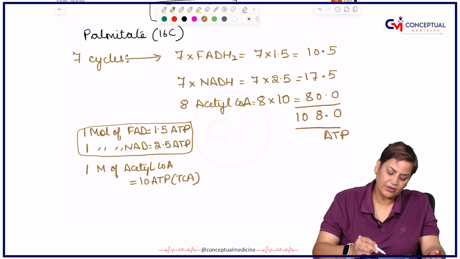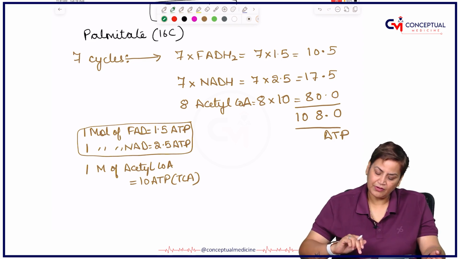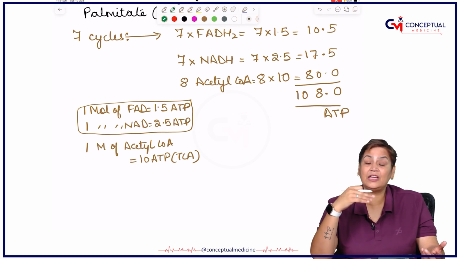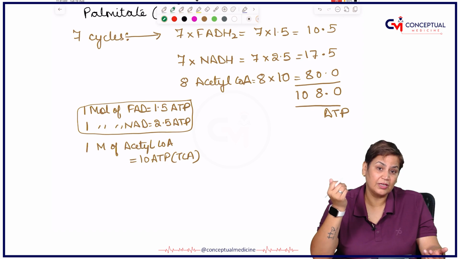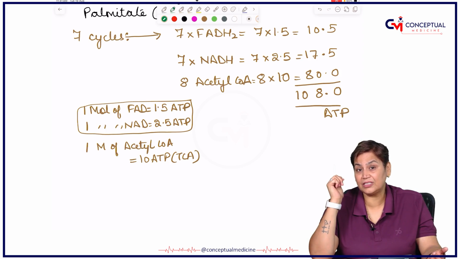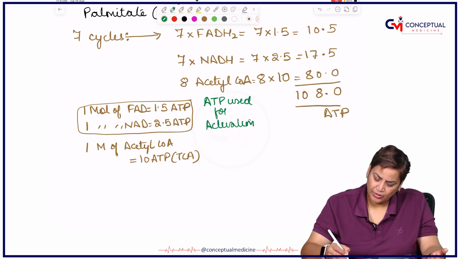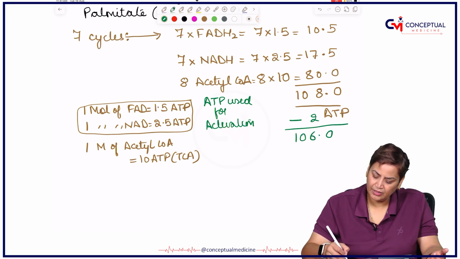Now go back to the first step. What was in the first step? The first step was that 2 ATP, meaning 1 ATP equivalent to 2 phosphates, were used. So that also has to be taken into consideration, because that was an activation step. So we can say that ATP used for activation will be minus 2. So it comes out to be 106.0 ATP.